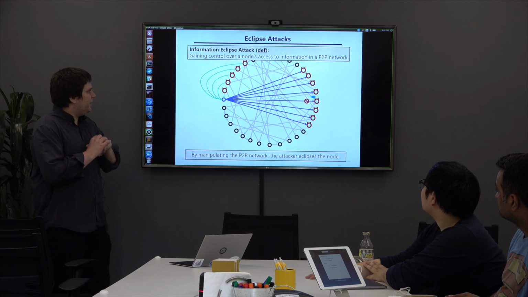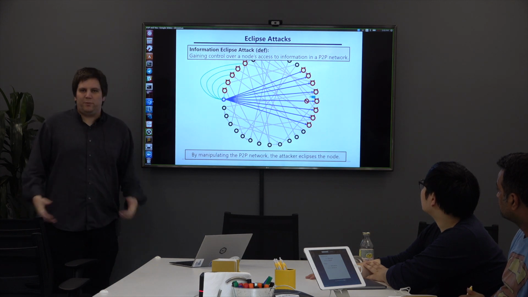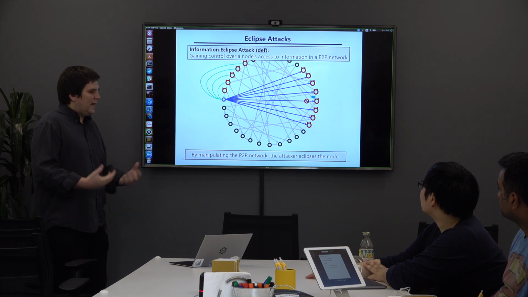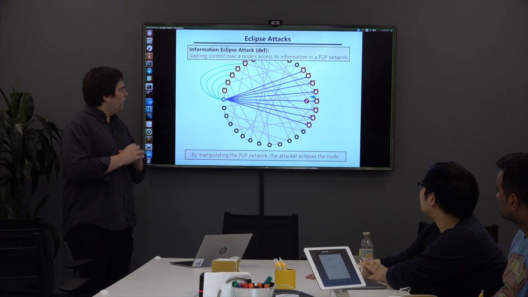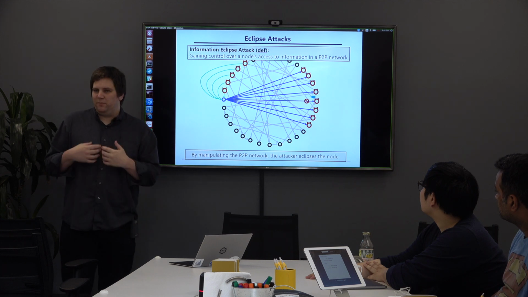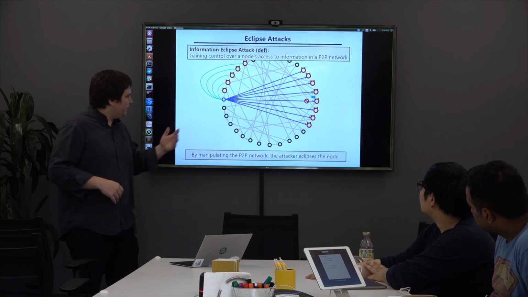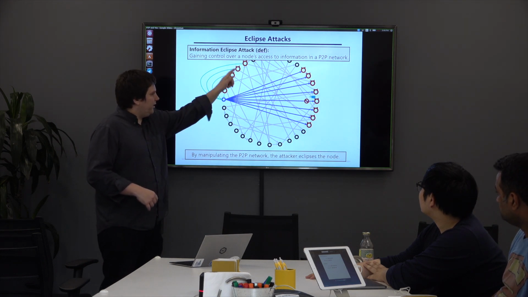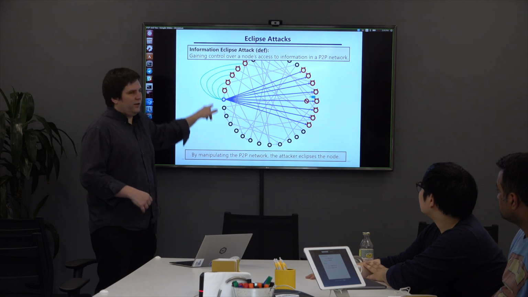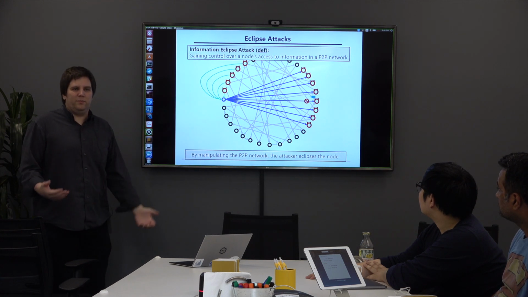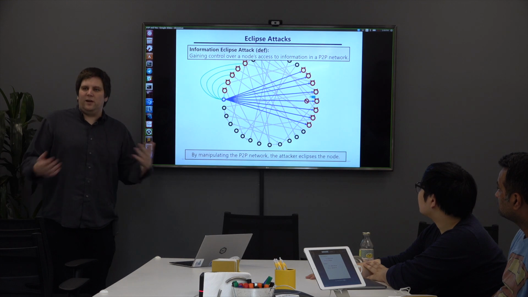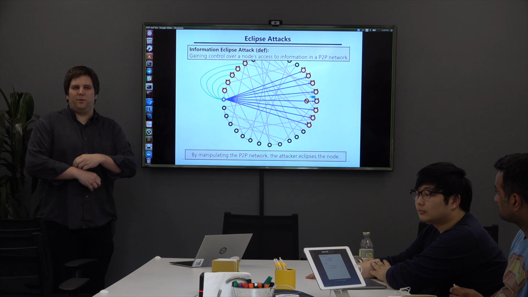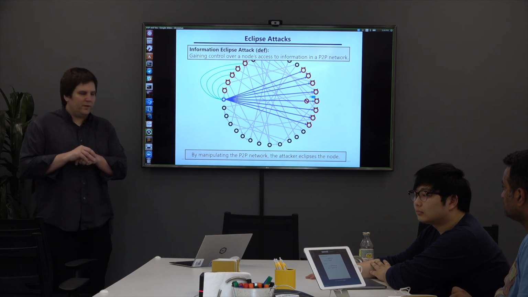So an Eclipse attack is a term from peer-to-peer networking, and it's when an adversary gains control over a node's access to information in a peer-to-peer network. So, for instance, if the purple node was only talking to attacker nodes, then the attacker would be able to selectively deny access to information or provide the purple node with information that the purple node wouldn't be able to tell anyone about.